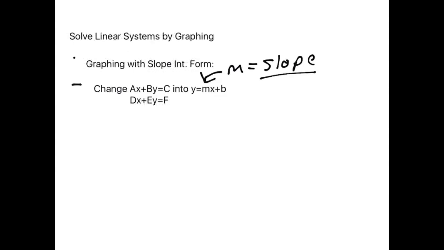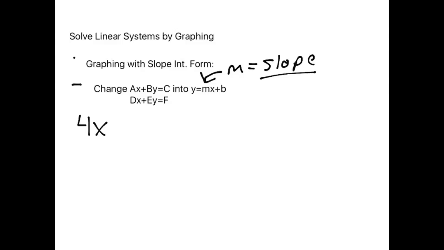I'm going to show you how to solve linear equations by graphing using the slope-intercept form. What you want to do is change the ax plus by equals c, dx plus ey equals f form into a y equals mx plus b form, where m equals the slope. So that would be a y over an x, times x plus b. Okay, so we're going to start out with an example.